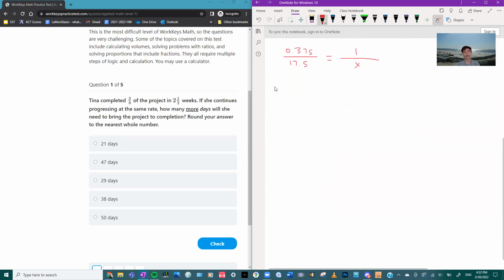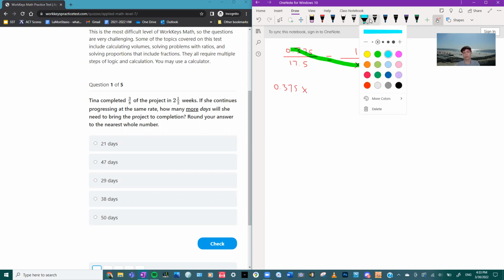Now we cross multiply. When you cross multiply, you do it like this. Sorry, OneNote is lagging. You multiply those things. Then on the other side of the equation, you multiply those things. So 0.375x, and then 17.5 times 1 is just 17.5.